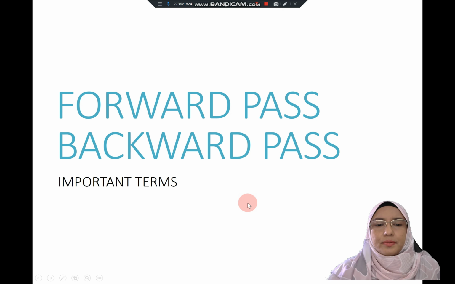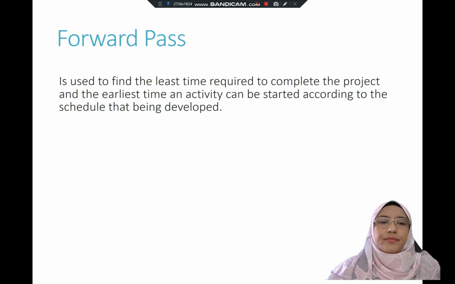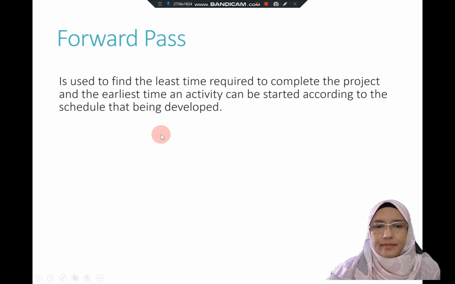Okay, the next important terms are forward pass and backward pass. These are the computation techniques for you to determine the early start, early finish, late start, and late finish. Forward pass is used to find the least time required to complete the project and the earliest time an activity can start according to the schedule that is being developed.